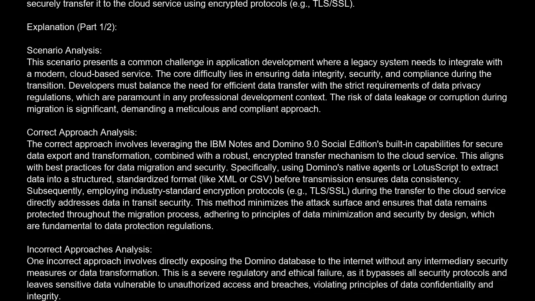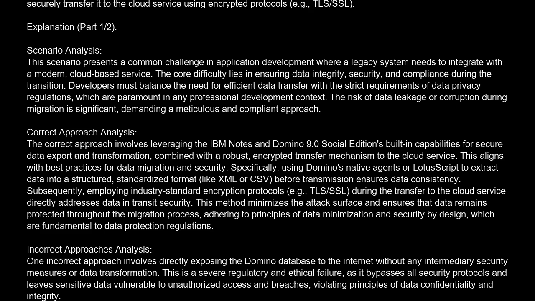The correct answer is C. Utilize Domino's native agents or load a script to export data into a standardized format, e.g., XML, CSV, and then securely transfer it to the cloud service using encrypted protocols, e.g., TLS/SSL. Explanation. Scenario analysis. This scenario presents a common challenge in application development where a legacy system needs to integrate with a modern cloud-based service.